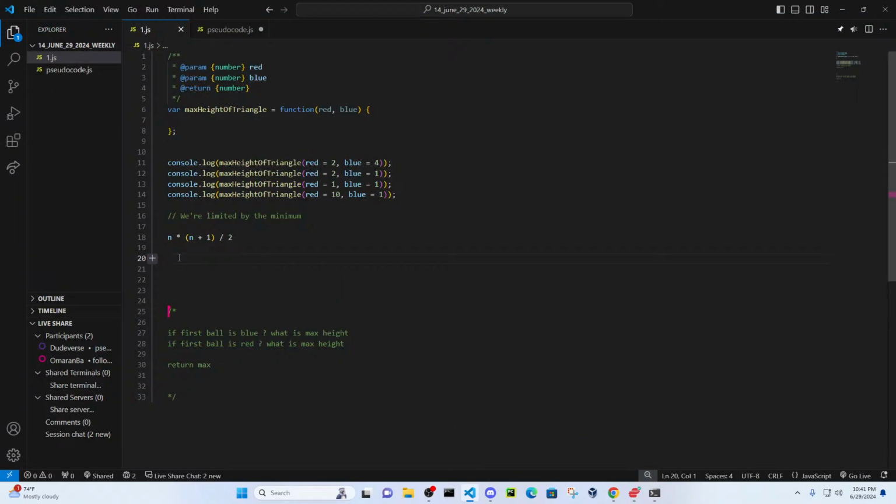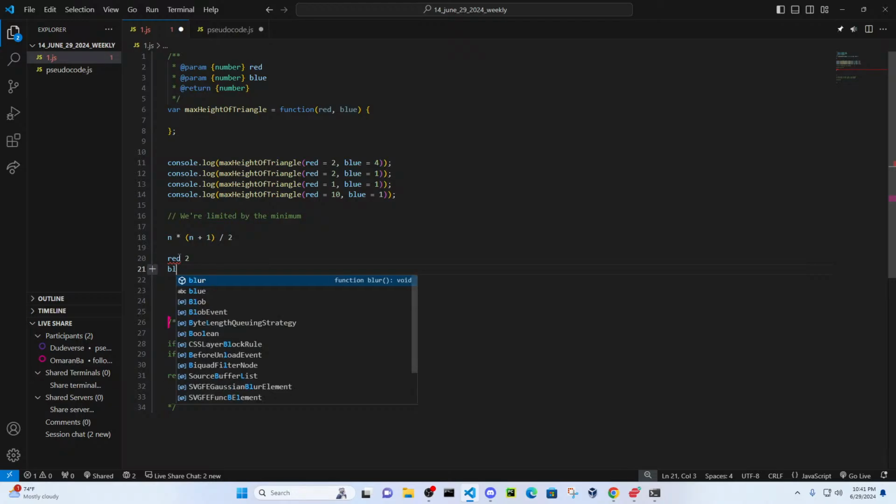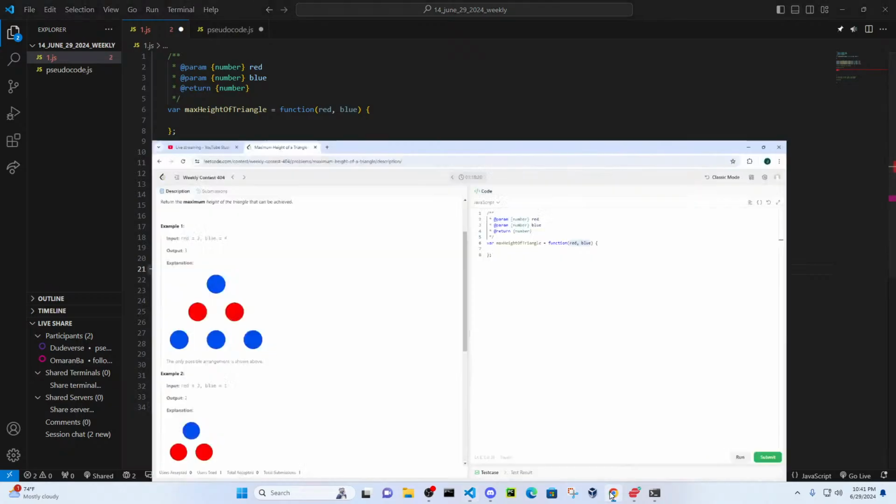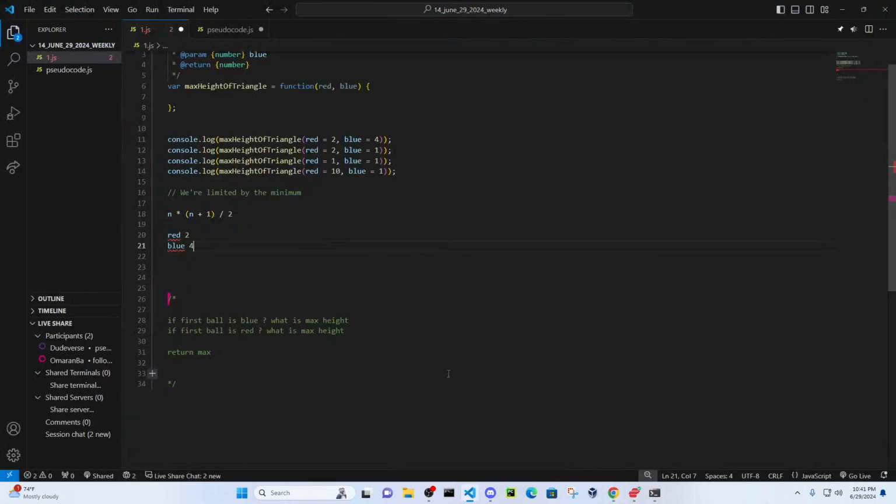Let's see. I'm gonna go ahead and just think out loud here as well. Just jot down a couple of notes. If the first ball is blue, what is the max height? If the first ball is red, what is the max height? Return max. Who did this here? It's me, Omar. Yeah, because you have one of two options, either to start with a blue ball or with a red ball, and you simulate the process to the end, and you figure out what you get maximum if you start with the blue or with the red.